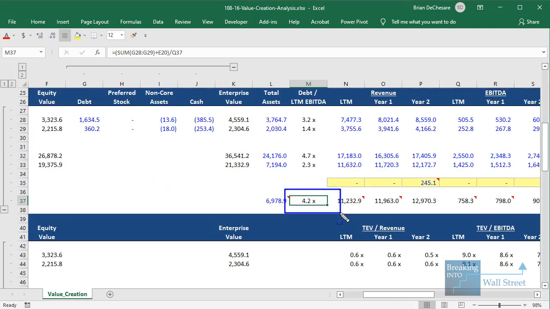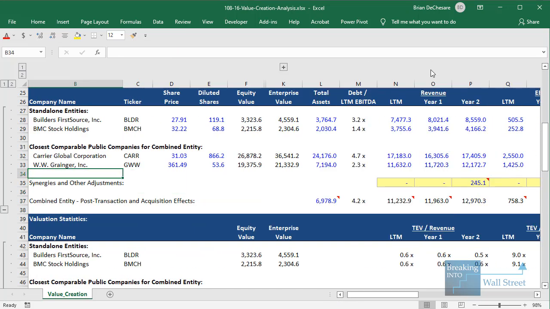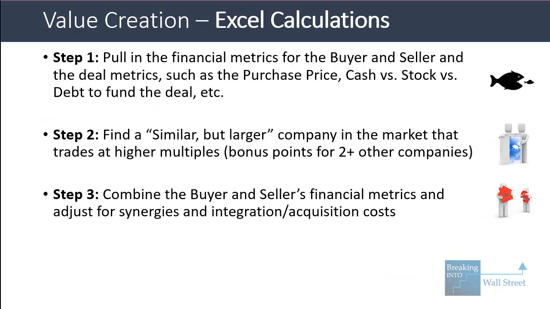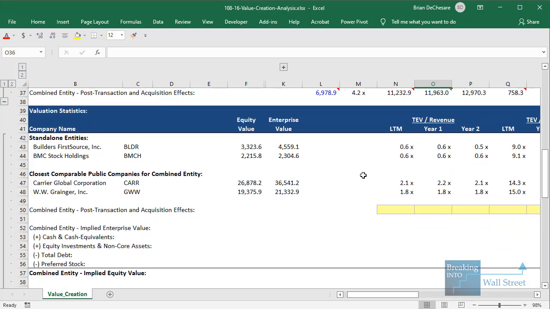And so now we can see that if you want to look at it like this, yes, the combined companies have a little bit more debt, and in that way, they're also closer to these two larger companies in the market. So we have our financial metrics for the combined entity. Step 4 is to apply the multiples of the similar but larger company to these combined financial metrics. So let's go down and do that.